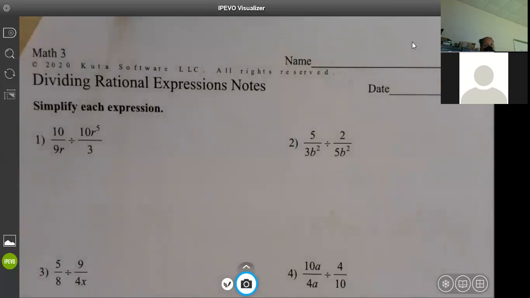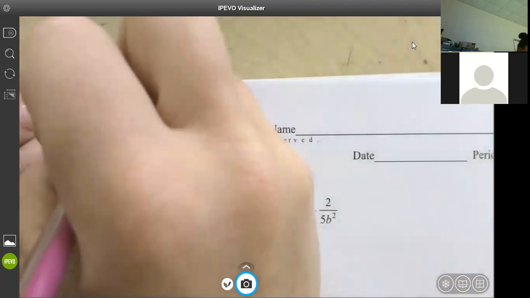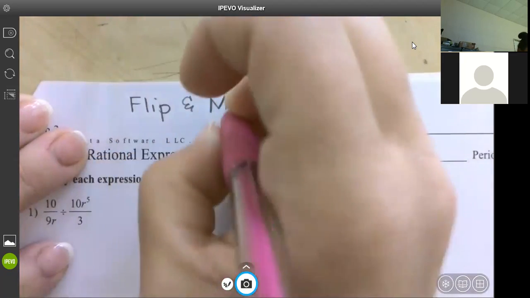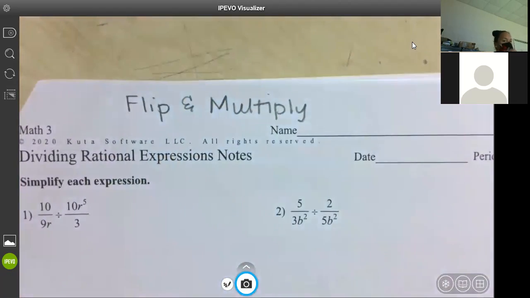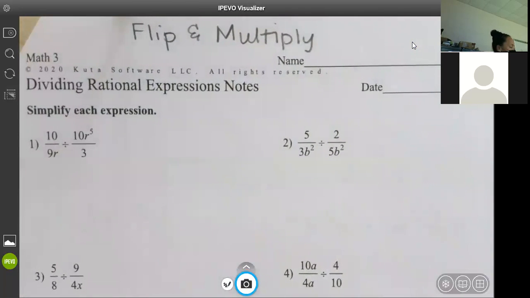We're going to start on dividing rational expressions, and they are pretty much exactly the same. Sorry, they're the same as multiply. So when we divide fractions, we actually flip and multiply. You're going to flip and multiply the fraction after the divide bar. And then it's just what we did on Friday. It's the same exact thing.